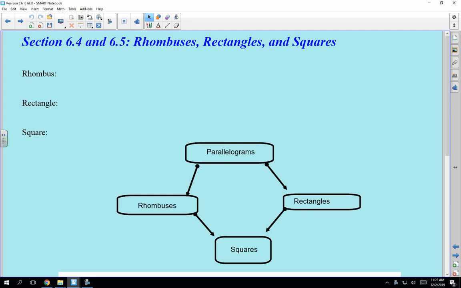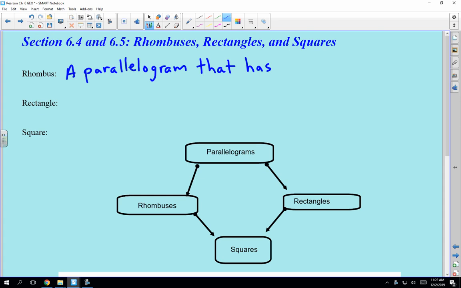So a rhombus, all these are going to start the same way. We're going to define it as a parallelogram that, so write down a parallelogram that, and parallelogram, 2 L's in there, so a parallelogram that has all 4 sides congruent. So it's a parallelogram that has all 4 sides congruent.